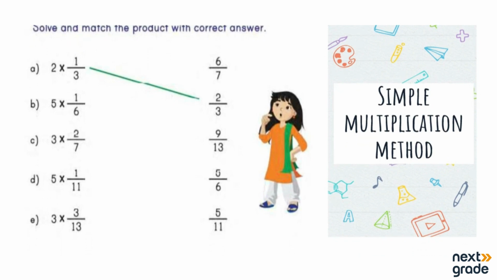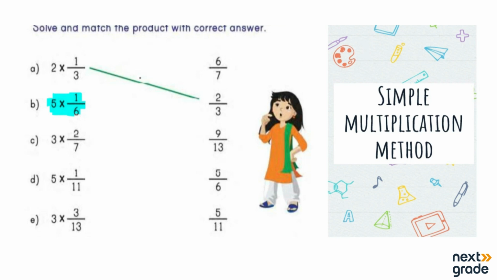Solve and match the product with the correct आंसर. ठीक है, ये आपको उन्होंने नंबर्स दिए हुए हैं, आपने इनको मल्टीप्लाई करके इन नंबर्स के साथ मैच करना है. ठीक है, इनके प्रोडक्ट्स को मैच करना है. सो लेट्स मूव ऑन टू द पार्ट बी. ठीक है, हम पार्ट बी को पहले करेंगे एंड वी आर गोइंग टू डू द रफ वर्क सेपरेटली.